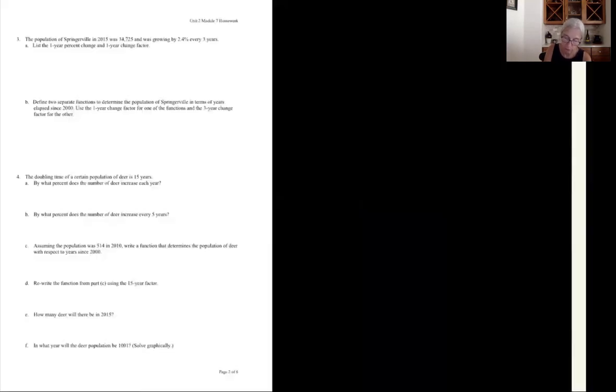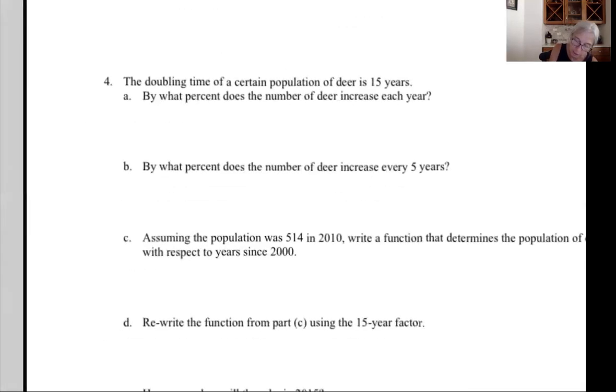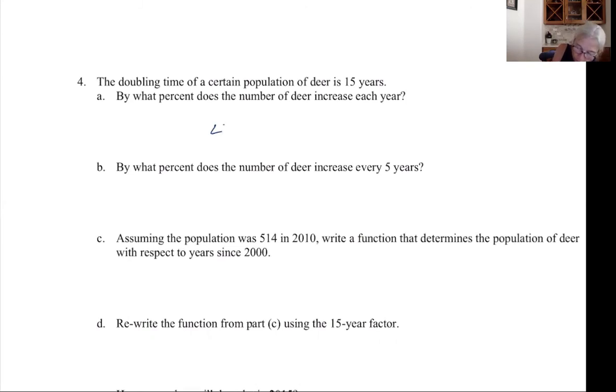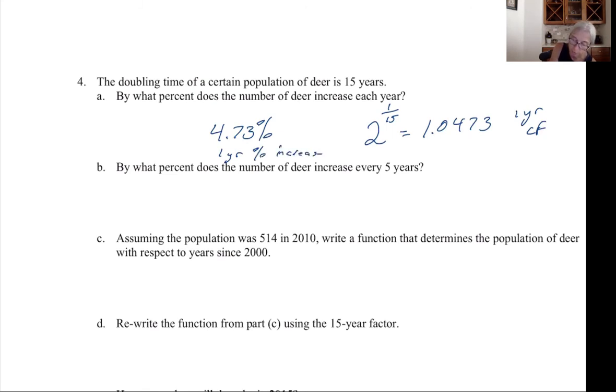So let me go back and fill that in here. By what percent does the number of deer increase each year? 4.73%. And how did I find that? I took the doubling time of 15 years. So 2 to the 1/15th power equals my 1-year change factor, which is 1.0473. That's my 1-year change factor. So this is my 1-year percent increase. Okay. So hopefully that is helpful.